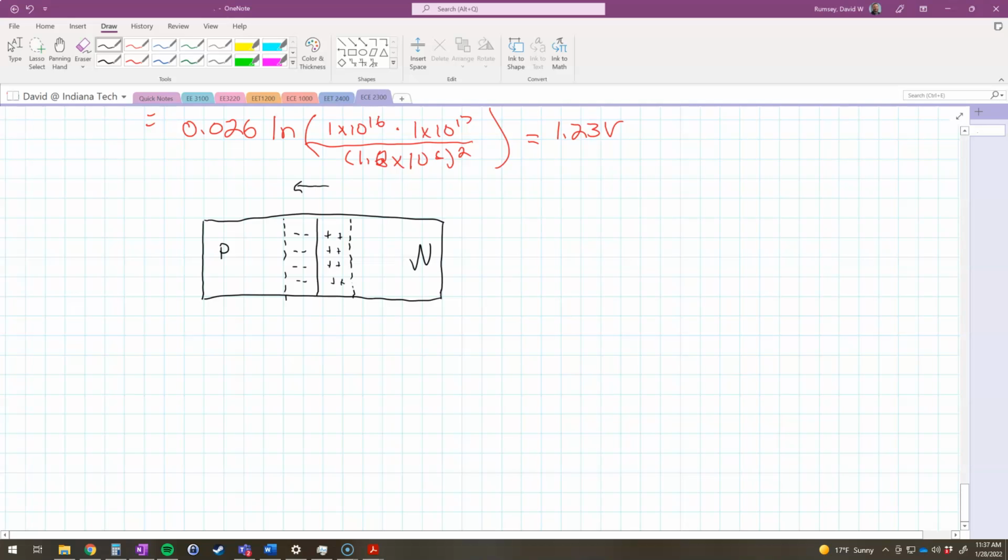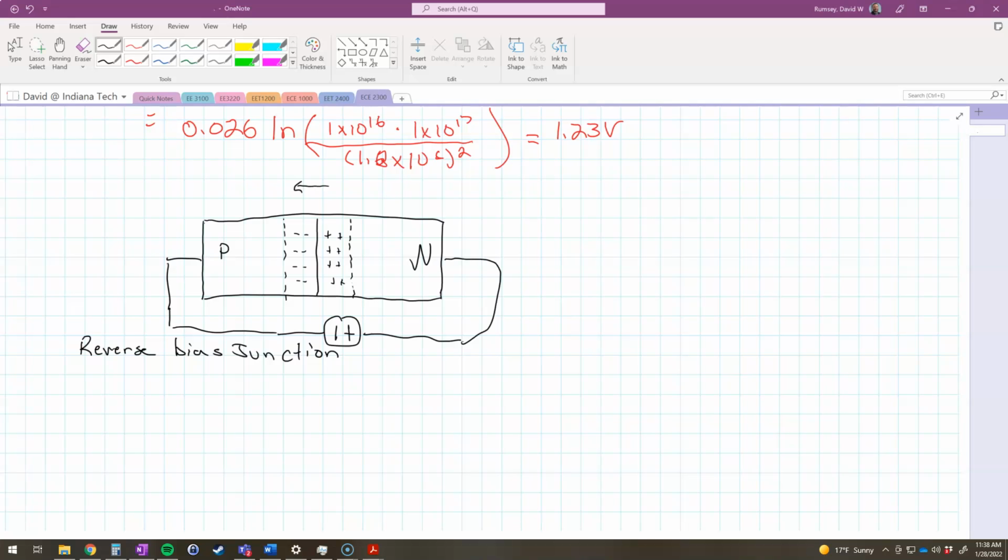Okay, so what we're going to first do is look at what we call a reverse bias junction. And what that means is I'm going to apply a voltage to this, but I'm going to have it so that I'm applying a negative voltage to the P side. So if you were measuring the voltage from the P side to the N side, it would be a negative voltage that you're measuring.